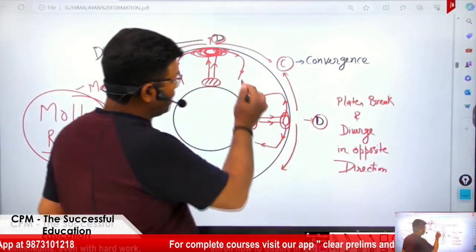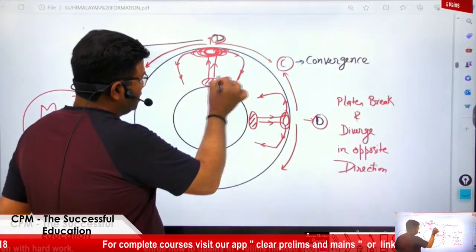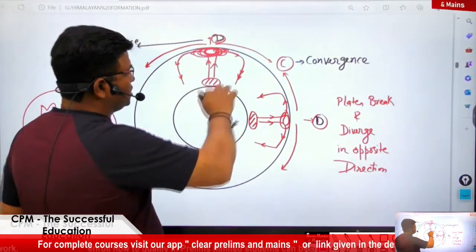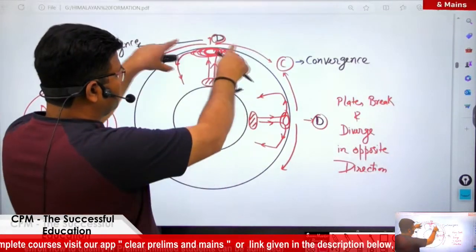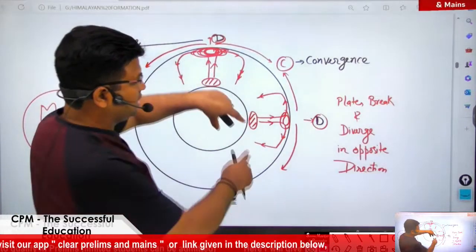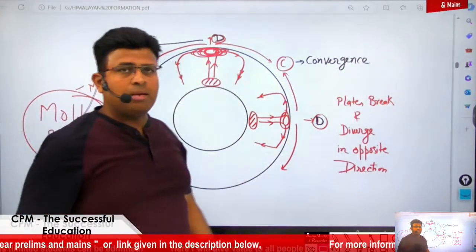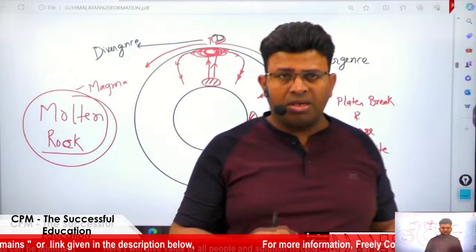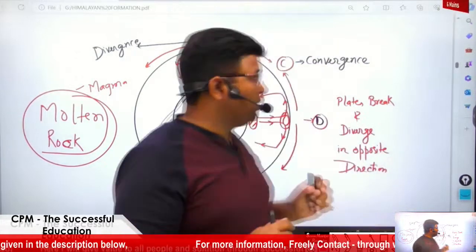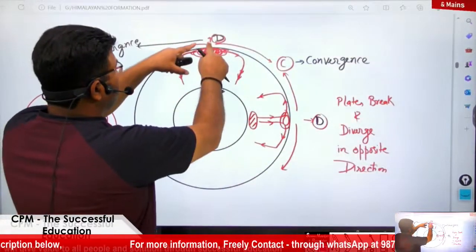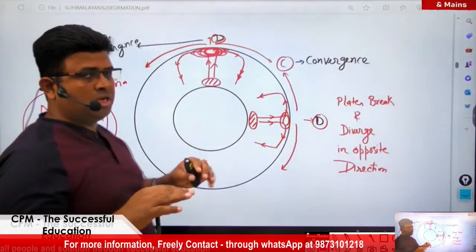And when it starts becoming heavy, it starts getting down. This whole process is known as the convectional current of magma. So you can say that this convectional current of magma, when it is moving like this, is putting a frictional drag on the Earth's plate.